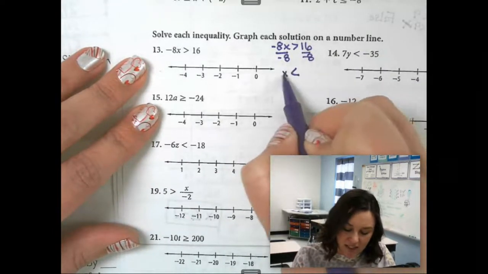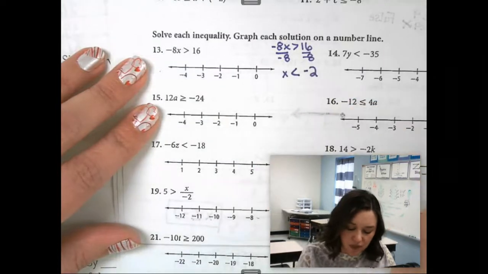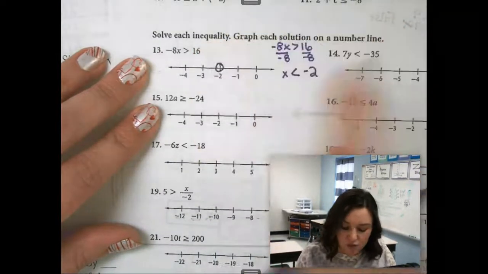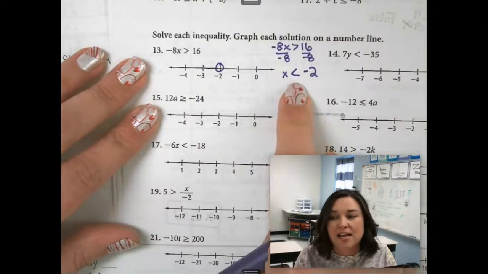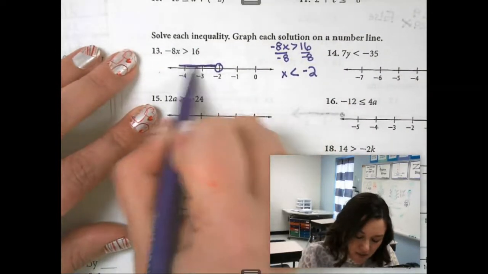I bring down the X. 16 divided by -8 is -2. So I put an open circle at -2 because there's no line. And it says X is less than -2, and I shade to the left.